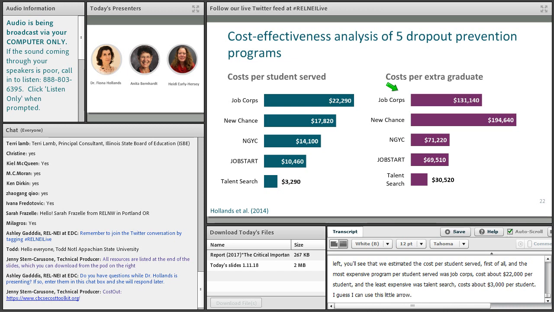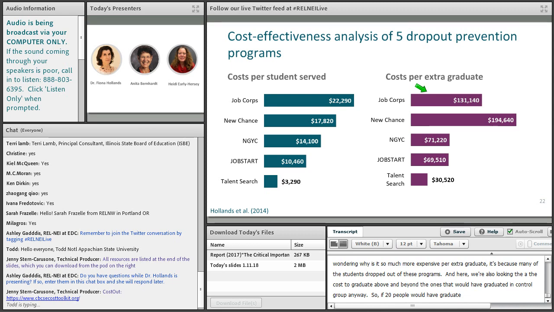On the right-hand side, the purple bars show the cost effectiveness metric, the cost per extra graduate. Now remember that just because students are served in a dropout prevention program doesn't mean that they don't drop out at some point. So if you're wondering why it is so much more expensive per extra graduate, it's because many of the students dropped out of these programs. And here we're also looking at the cost per graduate above and beyond the ones that would have graduated in the control group anyway.